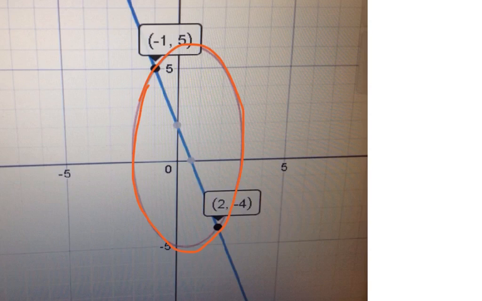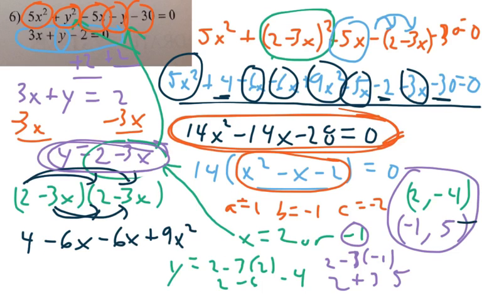But anyways, the key thing is, guys, notice where the blue line right here crosses the red ellipse, right? And I guess I'm getting a little too messy, so let me erase that. But as you can see, they cross right up here at negative 1, 5, don't they? They cross right down here at 2, negative 4. Does that match the answers we came up with? Well, let's see. Did we not come up with negative 1, 5 and 2, negative 4?